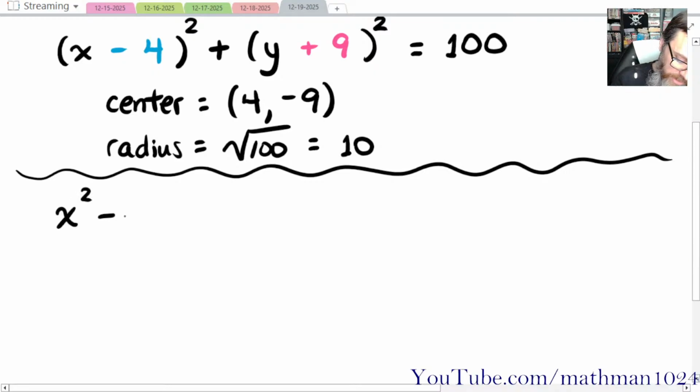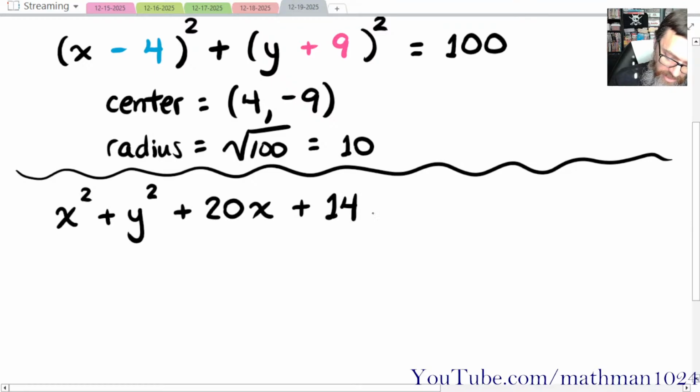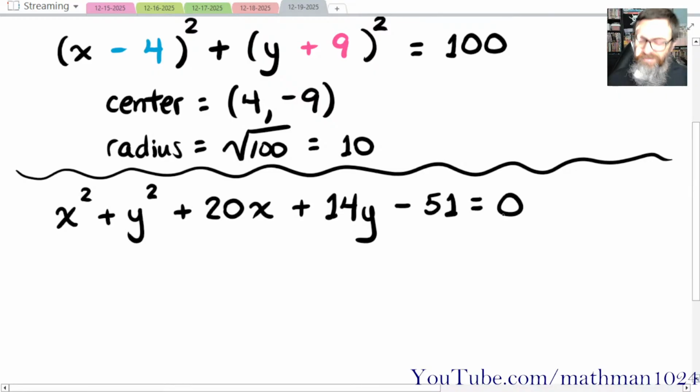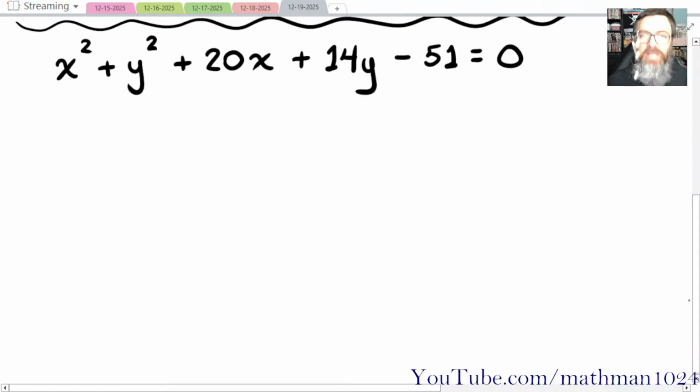If I do x squared plus y squared, let's say plus 20x plus 14y, excuse me, let's say minus, got to make sure I do the math right, minus 51 equals 0. Let's see if we can take this equation, just like I did the one above, and convert it into the center radius form. All right?